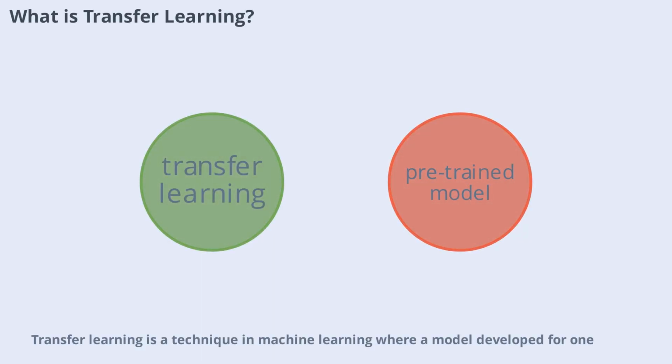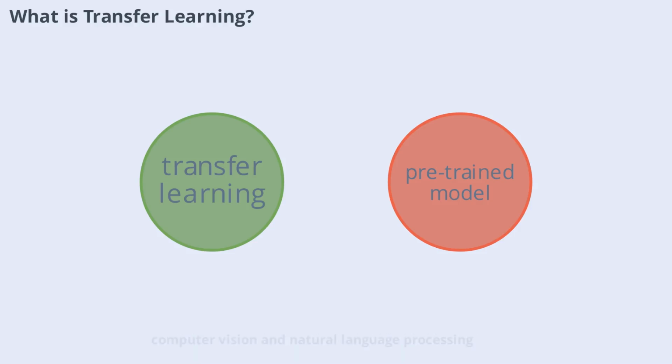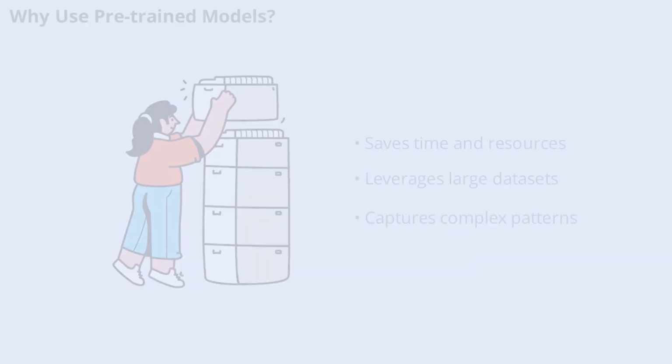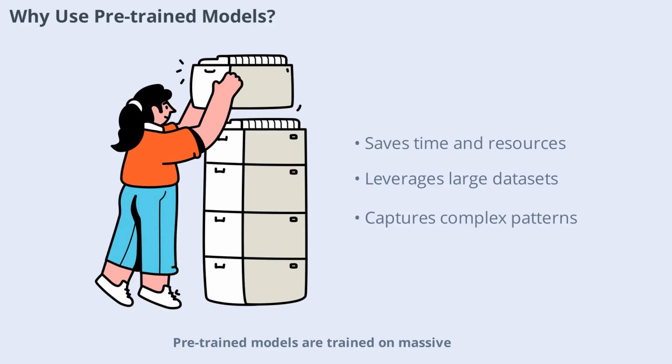Transfer learning is a technique in machine learning where a model developed for one task is reused as the starting point for a model on a second task. This is particularly effective in deep learning, where large neural networks require vast amounts of data and computational power. By leveraging knowledge from pre-trained models, you can adapt to new but related problems with less effort. This concept has revolutionized fields like computer vision and natural language processing, making advanced AI accessible to more people and industries.